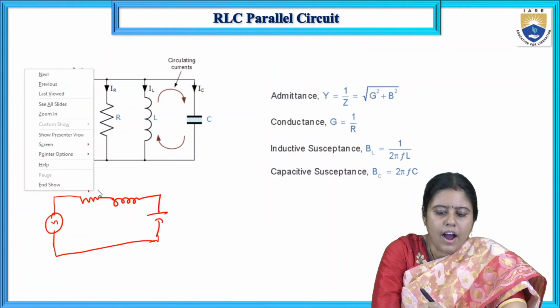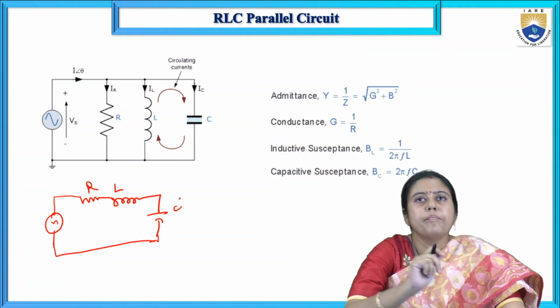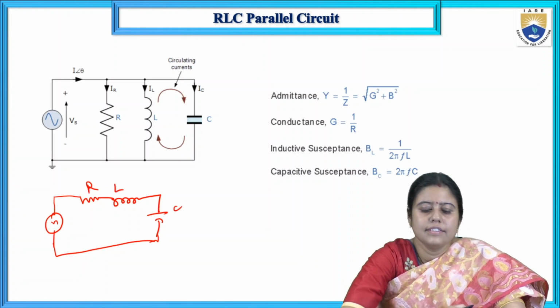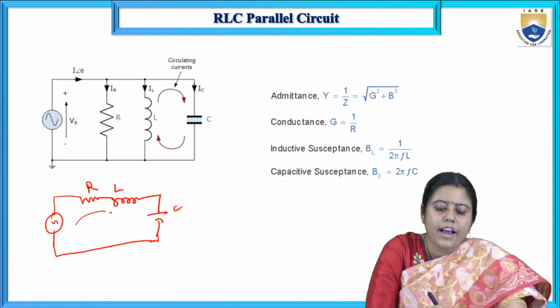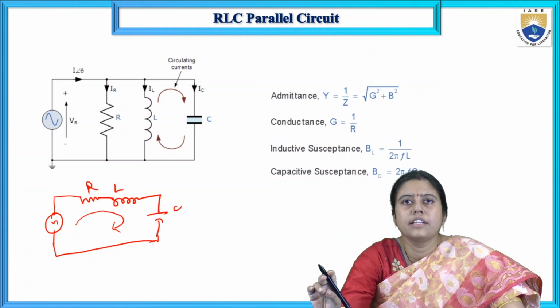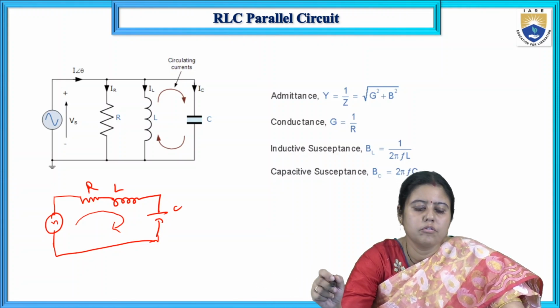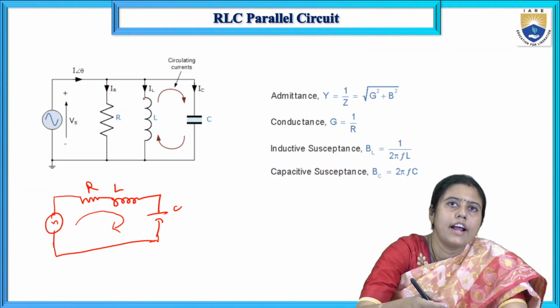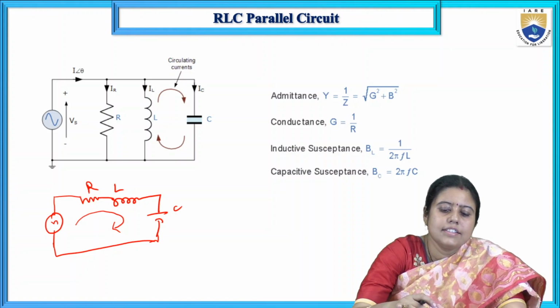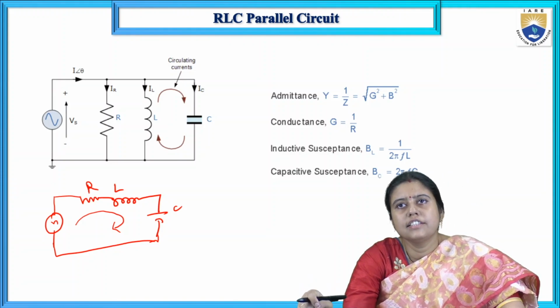So this is our R, L and C. The basic difference is that in the RLC series circuit, the current is constant throughout the circuit, and unlike that, in the RLC parallel circuit, the voltage is constant in each branch. The voltage is constant in each branch.